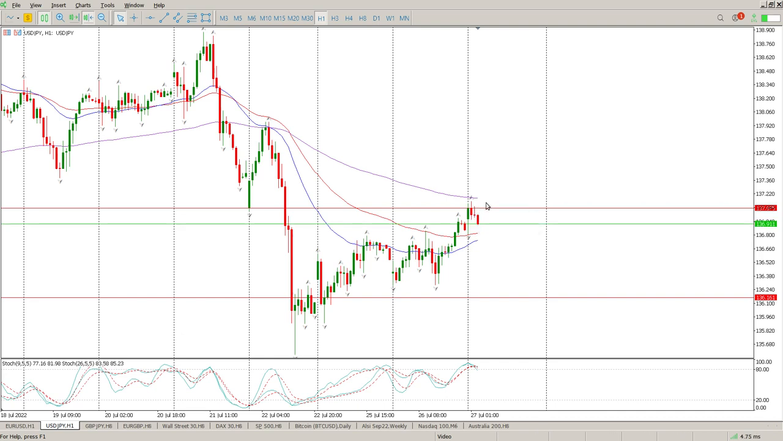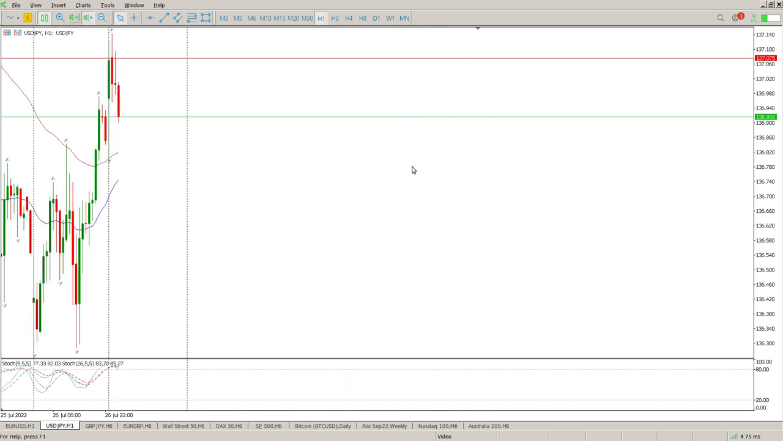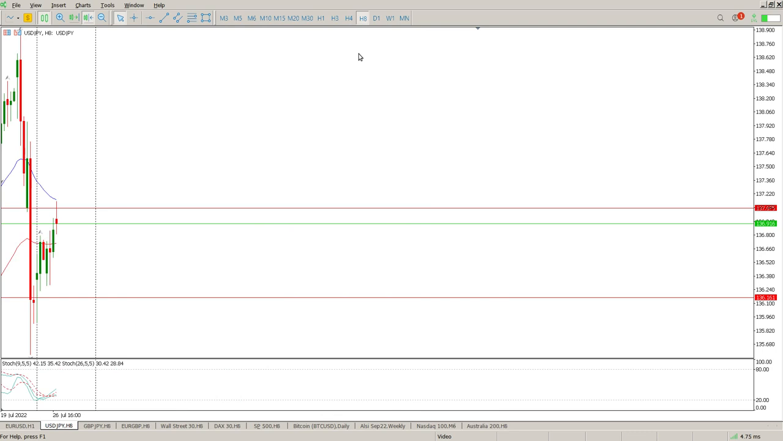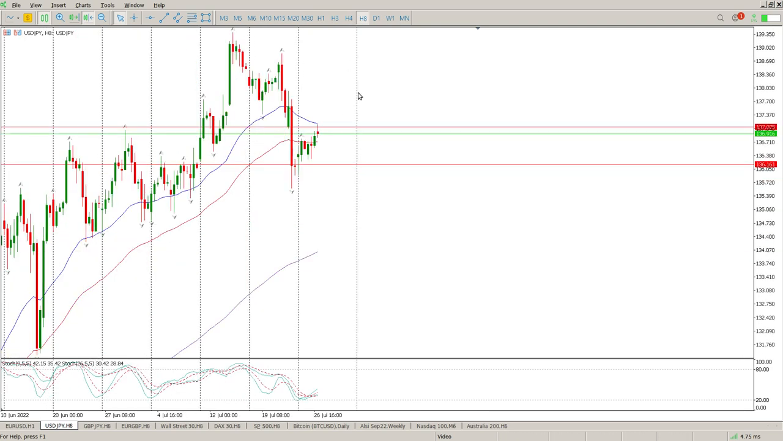The US dollar Japanese yen, as far as I'm concerned, I think between the moving averages here, we are stuck in a range. So don't really see anything else. 15 minutes is saying potential move to the upside still. 1 hour is saying watch out. We are looking for a move to the downside. And then the 8-hour is indicating that we should be looking for a continuation up.